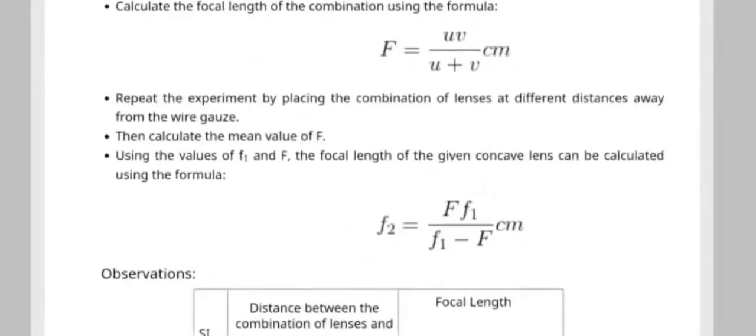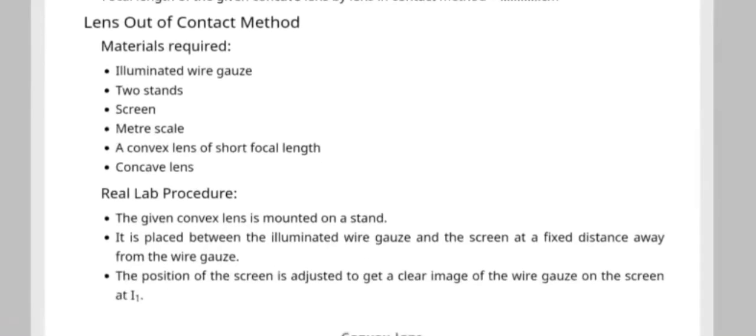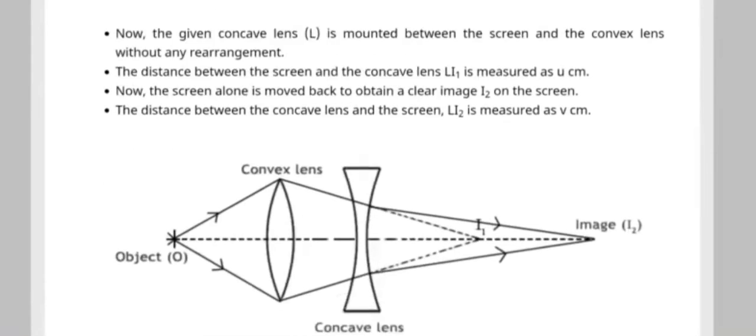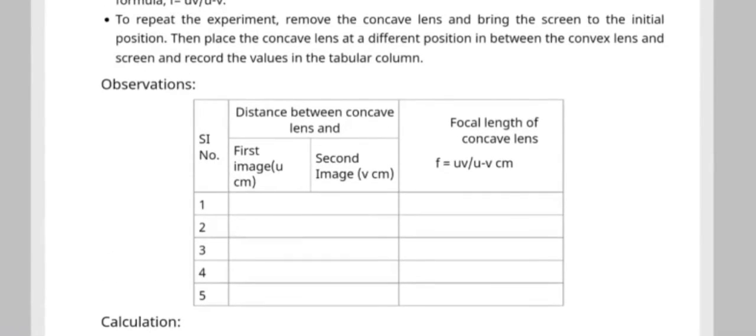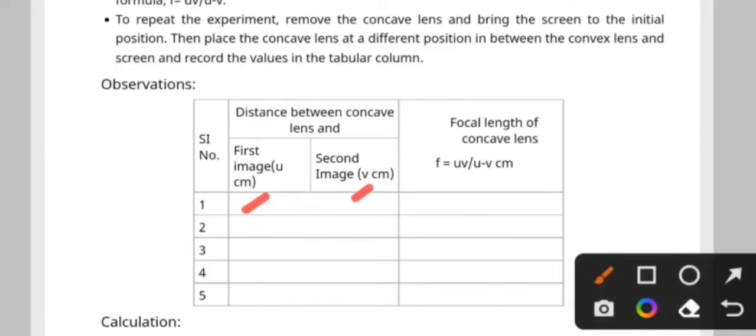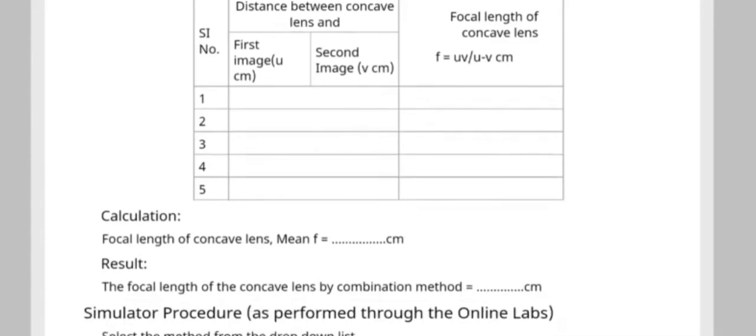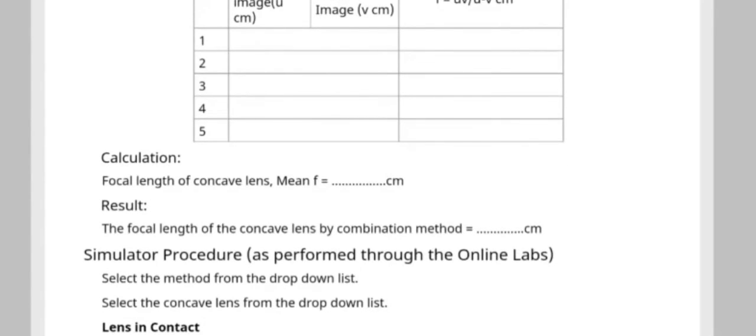After this, students, you have to go for the calculation for the lens out of contact method, if you have got the readings for U and V there. The first image distance that we found for the convex lens is the object distance U for the concave lens, and the second image is the one we found after putting in the concave lens. Now after putting the data for the first image and second image, you have to use this formula to directly calculate the focal length of the concave lens. So this is our observation and the calculation that we have done by the formula here.